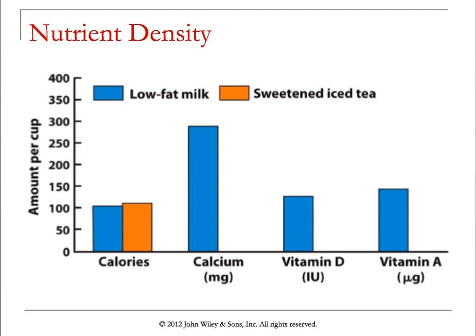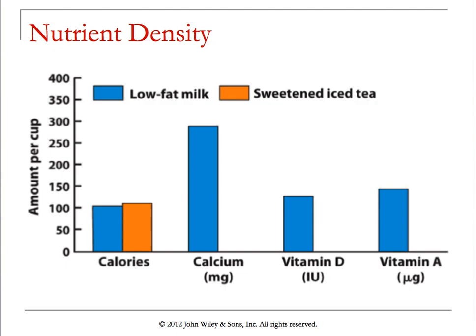All right, this graph is comparing 2 different beverages and giving you an idea of what a nutrient-dense food or beverage source looks like when compared to one with lower nutrient density. So in this example, we're comparing a cup of low-fat milk to a cup of sweetened iced tea. Now, as you can see in this graph, both of them contain about 100 calories. Within the sweetened iced tea, though, you get 100 calories, but no calcium, no vitamin D, and no vitamin A, right? So we would say that that's a low nutrient dense food.